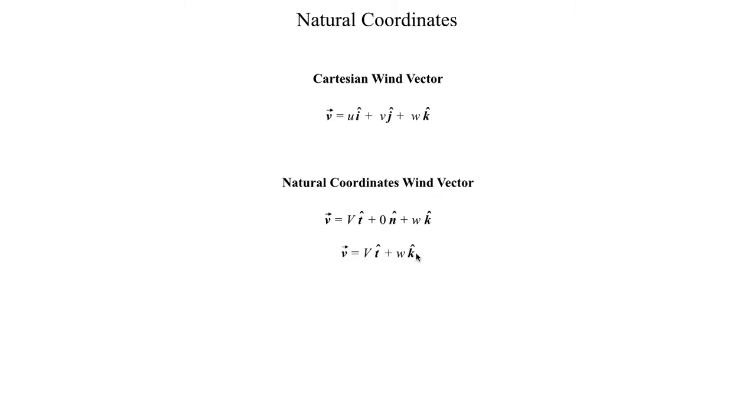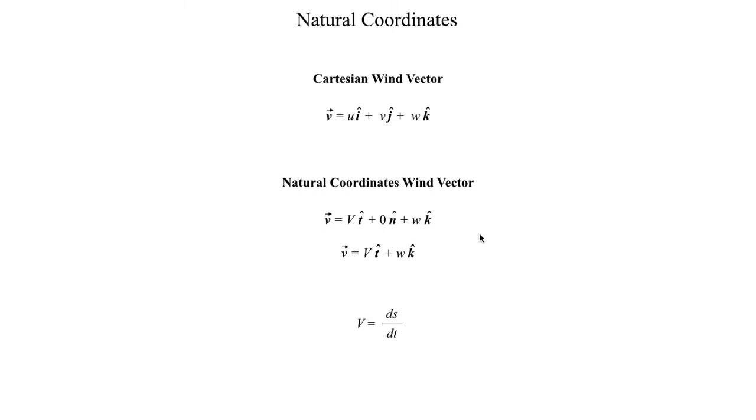By implementing that change, you can see that we went from something that has 3 components to something that has 2 components. Here our wind vector is just the magnitude of the wind times the t hat unit vector, which points in the same direction as the wind, plus the vertical component of the wind, which is the same as it is in Cartesian coordinates.